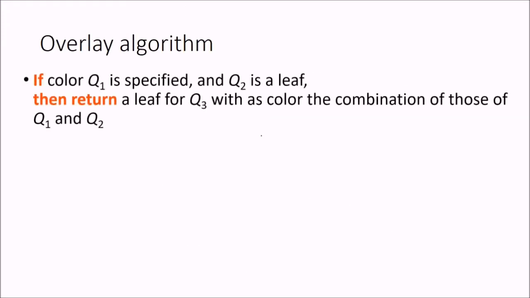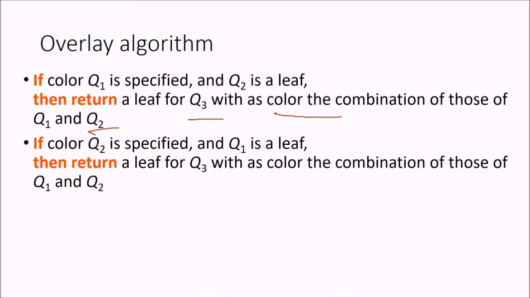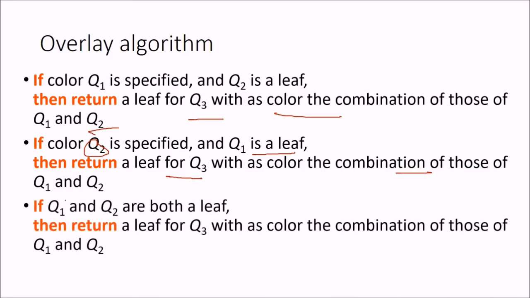What we have used is: if color q1 is specified and q2 is a leaf, then we return a leaf for q3 with, as color, the combination of q1 and q2. Then if color q2 is specified and q1 is a leaf, we return a leaf for q3 with the combination of q1 and q2. And if q1 and q2 are both leaves, a leaf for q3 with a color of the combination of these two. So this is how we have seen.